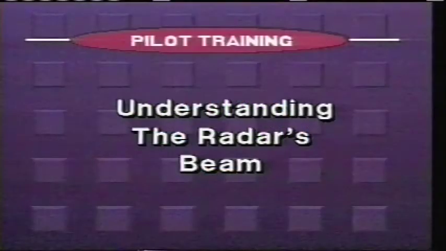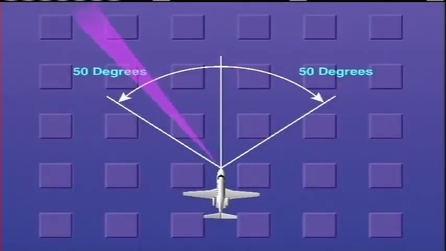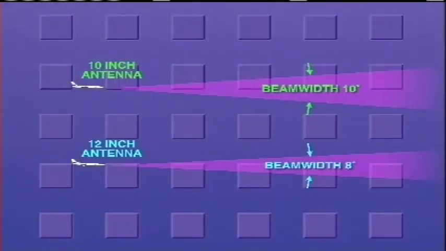In order for you to properly operate a weather radar, it is essential that you have an understanding of the characteristics of a radar beam. The radar beam searches a horizontal slice of airspace 50 to 60 degrees to each side of the aircraft's longitudinal axis. The size of the antenna is the main factor in determining the width, in degrees, of the radar's radiated beam. The larger the antenna, the smaller the beam width.